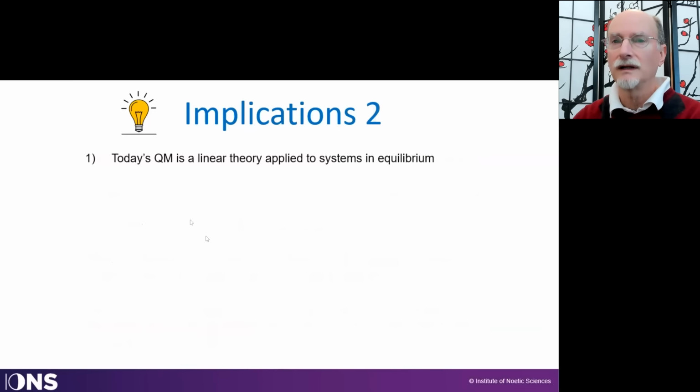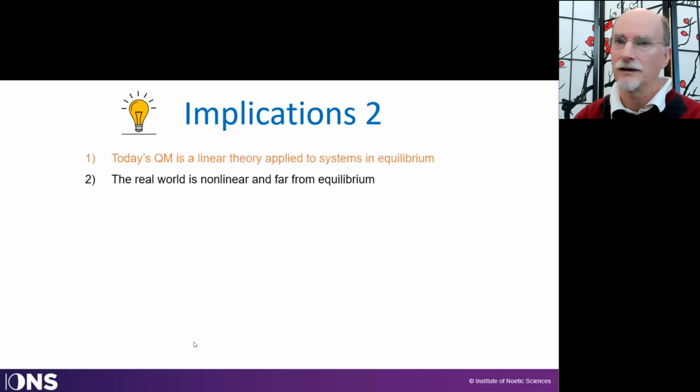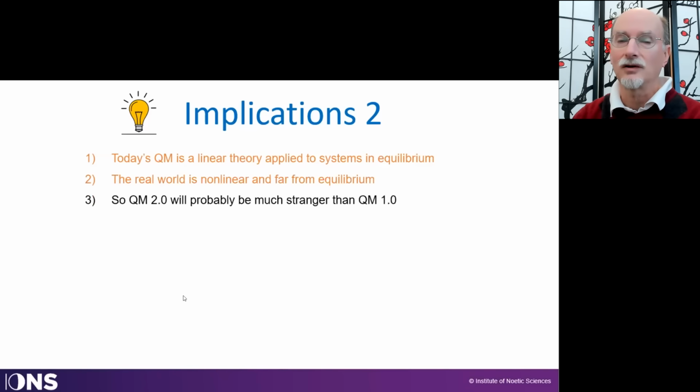Implication 2: today's quantum mechanics, what we can think of as the orthodox mathematics of quantum mechanics, is a linear theory applied to systems that are in equilibrium. The real world is nonlinear and far from equilibrium. So quantum mechanics 2.0 will probably be much stranger than quantum mechanics 1.0. If we're at 1.0 today, the next version, when we start using nonlinear quantum mechanics that are far from equilibrium, will be much, much stranger.